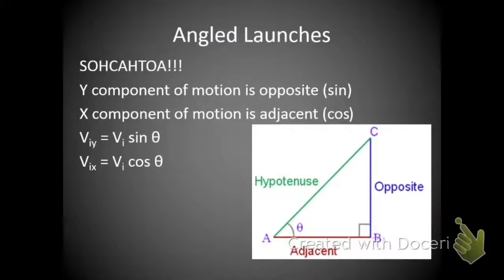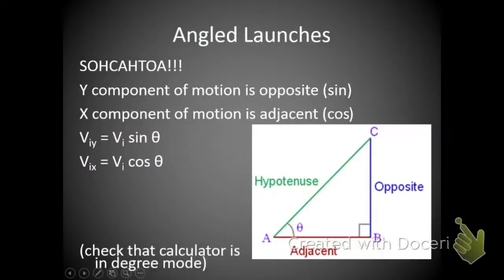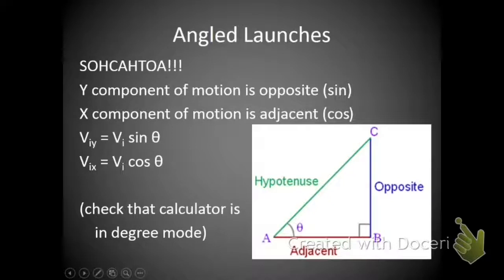So those are going to be key for figuring out what the motion of the object is. Because the initial launch is at an angle, some aspect of that launch is horizontal and some aspect of that launch is vertical. By breaking it down, we can analyze both independently. One last thing to consider as we do angled launches is that you want to make sure that your calculator is in degree mode. If you've got it in radian mode, that is going to give you some incorrect answers.